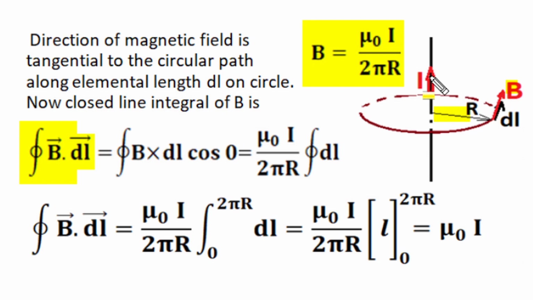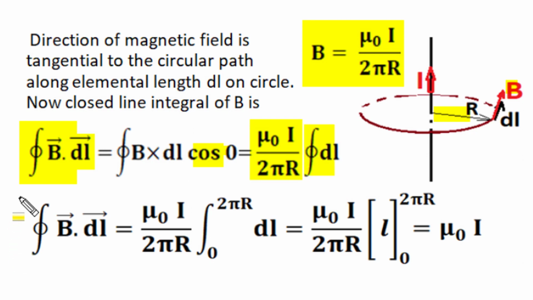Everywhere, due to symmetry of magnetic field which exists around this current, the magnetic field tangential to this circular loop and displacement on this circular loop are both in the same direction. So the angle between B and displacement becomes 0, cos 0 becomes 1. And since everywhere the magnitude of magnetic field flux density is also constant, this B will also come out of integration as mu0 I upon 2 pi r, and this simply becomes integration of circular loop.